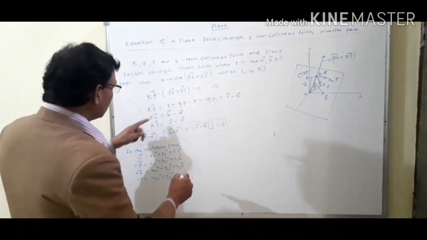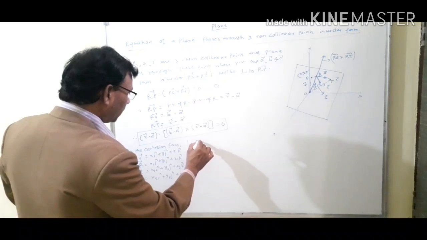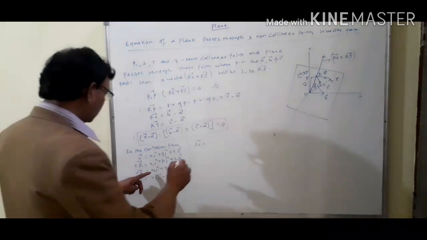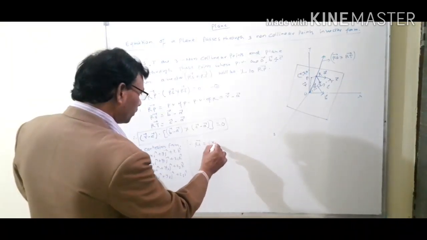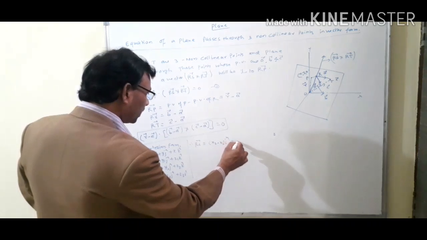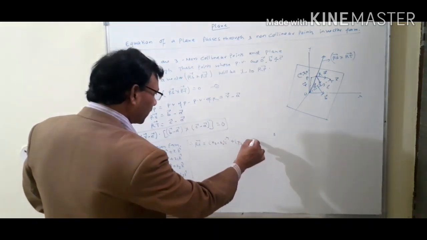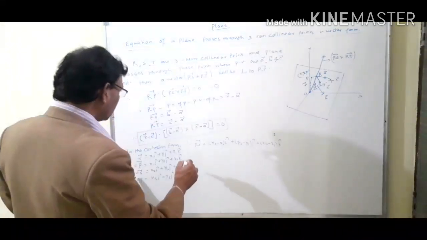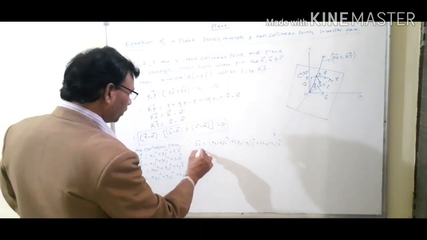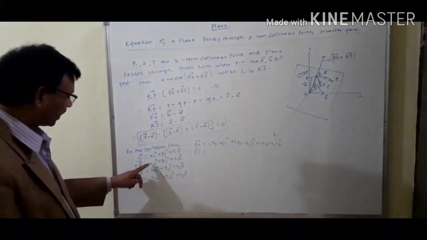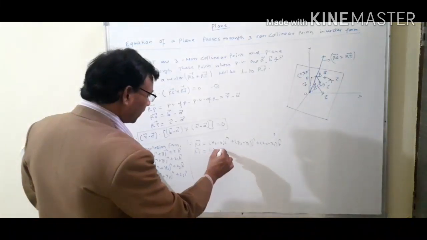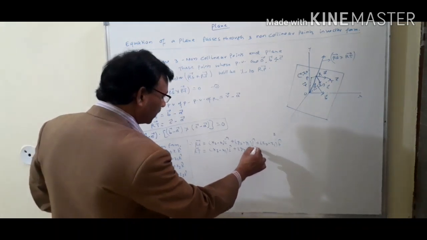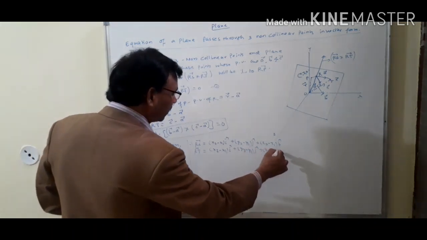Therefore, RS equals the position vector of S minus the position vector of R. That means x2 minus x1 i cap plus y2 minus y1 j cap plus z2 minus z1 k cap. And RT equals the position vector of T minus the position vector of R, that is x3 minus x1 i cap plus y3 minus y1 j cap plus z3 minus z1 k cap.